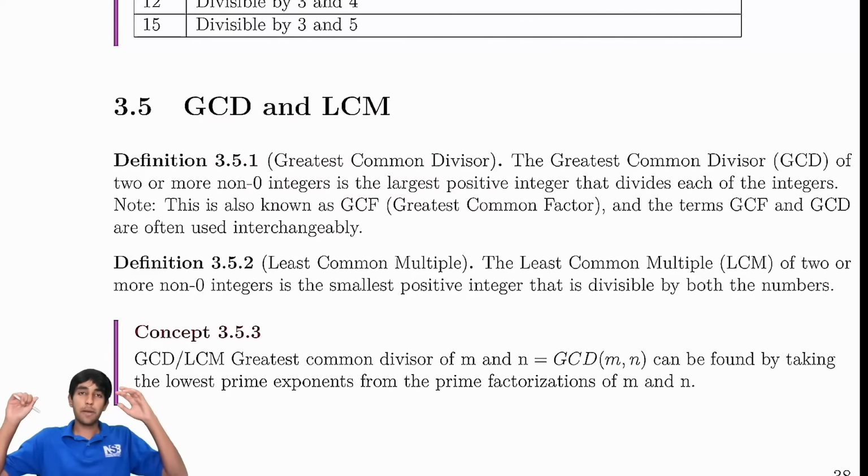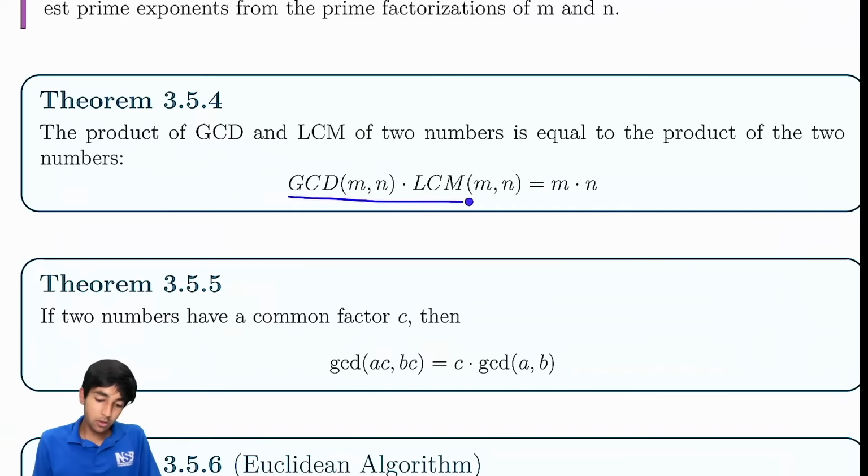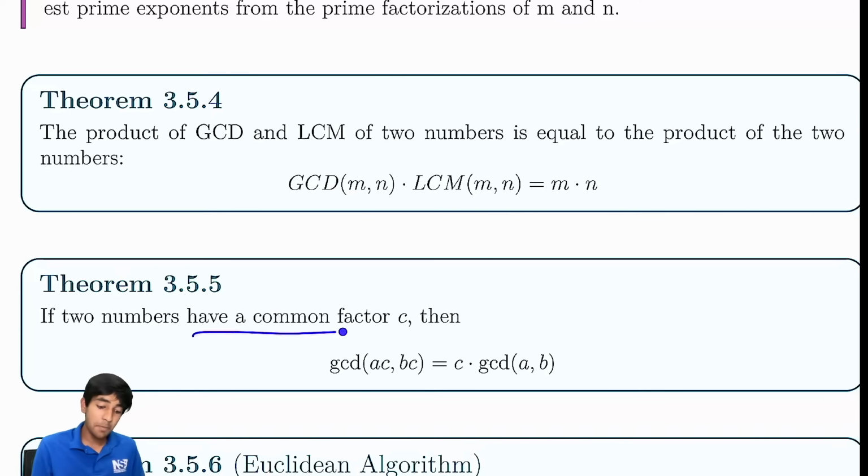Okay, now we're moving on to some actual stuff. So GCD LCM, which you guys know the definitions of, I'm sure. But there's this cool identity here. GCD of 2 numbers times the LCM of 2 numbers is just the product of the 2 numbers. This is super powerful. And similarly, another cool identity, if 2 numbers have a common factor C, then we can just factor it out of the GCD. That should be pretty intuitively obvious, right?